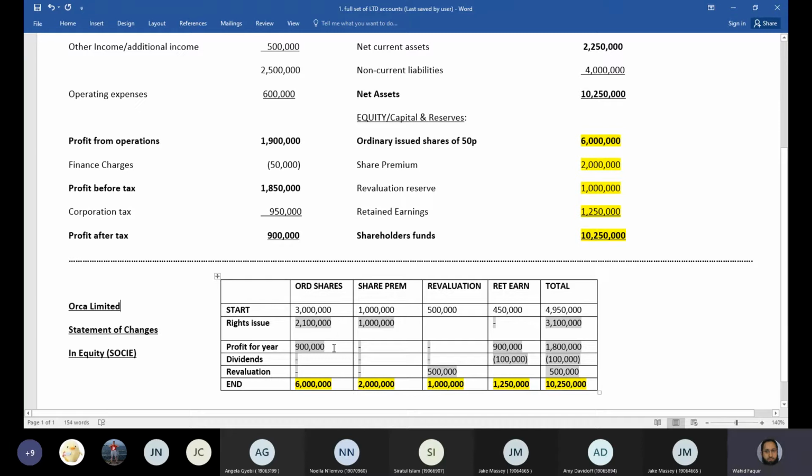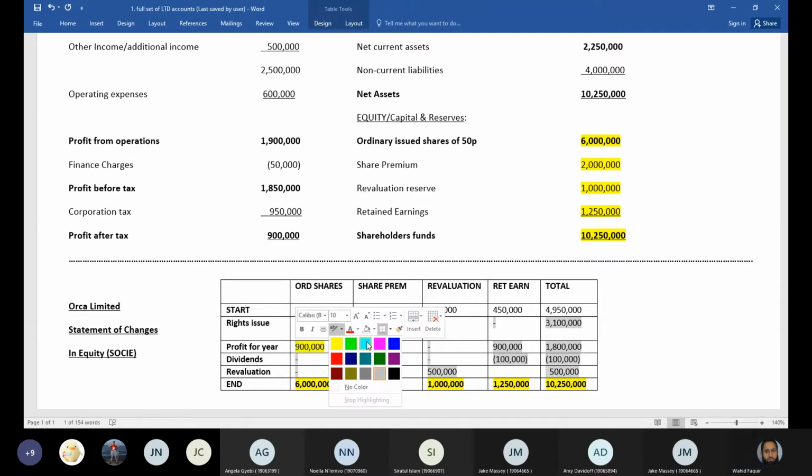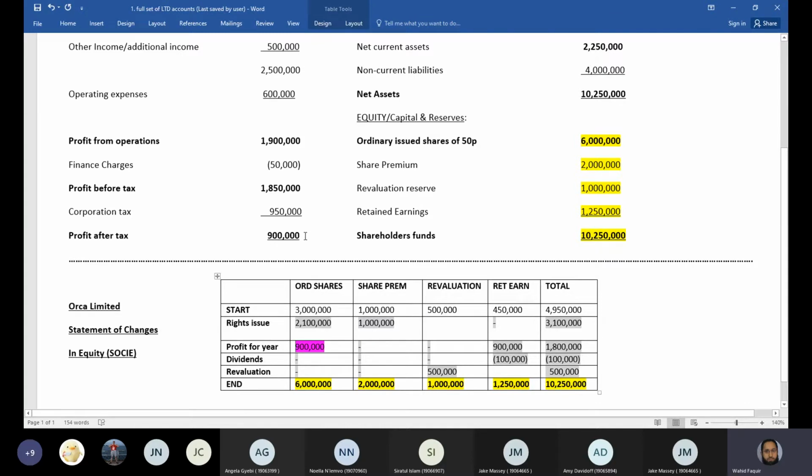We made profit. We call it profit for the year. We generated profit, not made profit. We generated profit. And can you see that figure on the income statement? Rhetorical question because I've highlighted it for you. Okay, that's where that figure came from. It's profit after tax that goes in there.